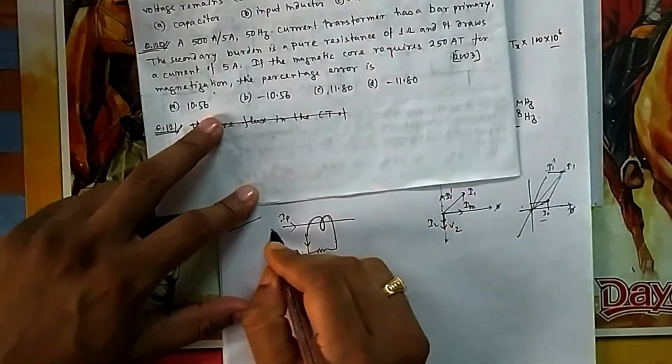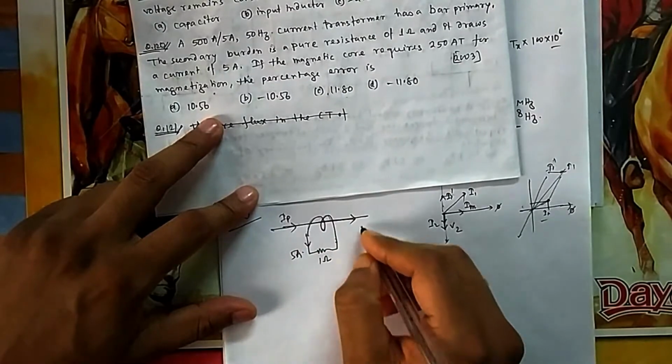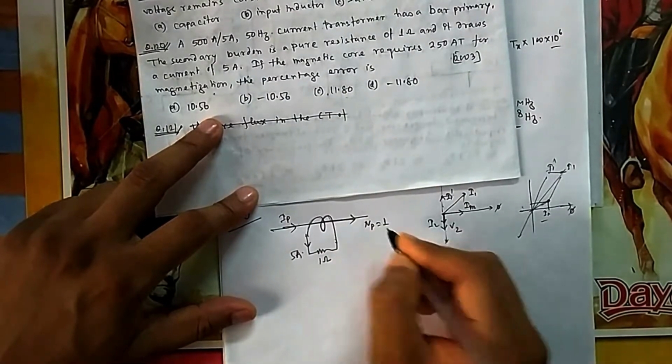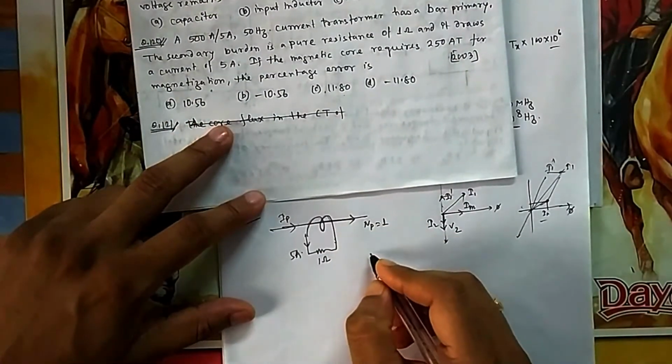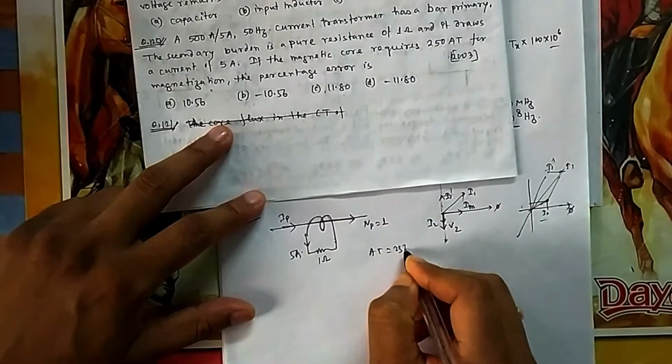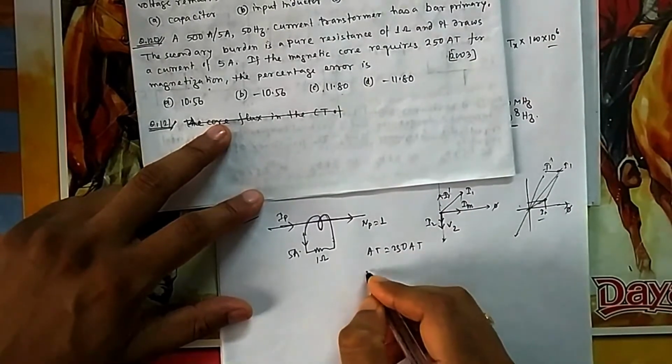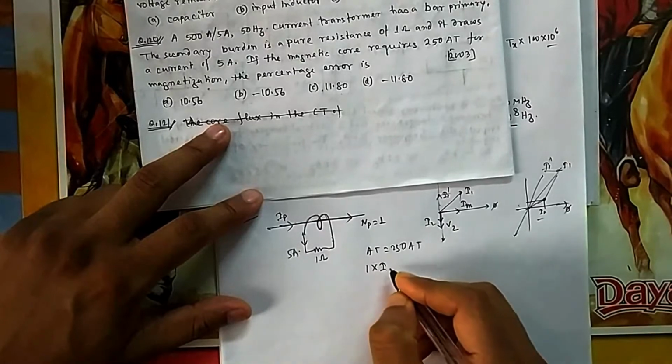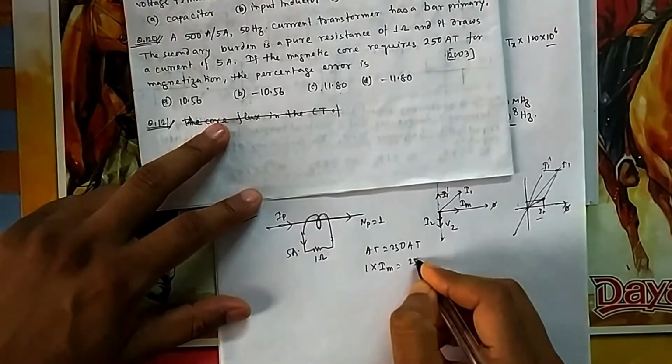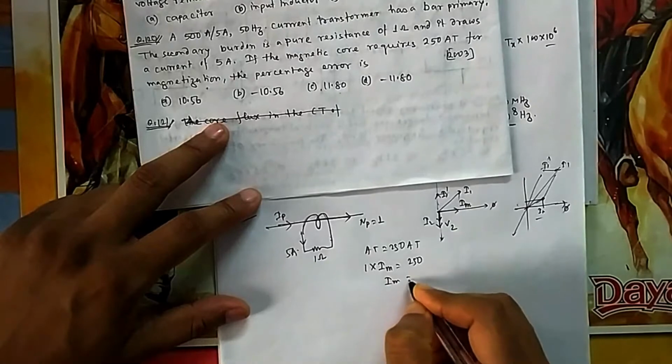How many turns are there? Because it is a single wire, the number of turns in the primary is always 1. So primary ampere turn is equal to 250 ampere turns. So the primary turn is 1. The primary current is, suppose, the magnetization current, 250. So that means your IM is equal to 250 ampere.